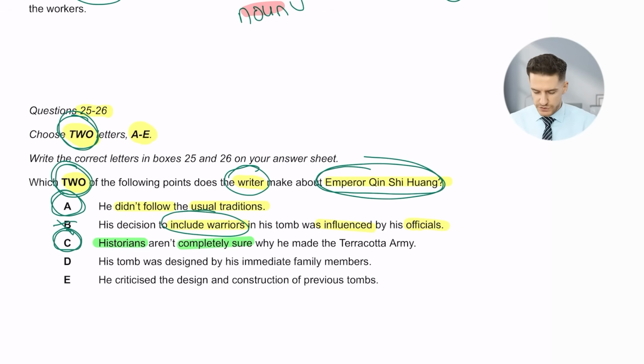So let's look at the next one, which talks about his tomb. His tomb was designed by immediate family members. Well, no, it doesn't say anything about immediate family members in that paragraph. And let's move on to the last one now, which is E. He criticized the design and construction of previous tombs. Well, it doesn't say that. Oh, sorry, I'll cross out D. It doesn't say that. It does talk about previous tombs, but it doesn't say anything about he criticized, so we can cross out E. So that was passage 2.